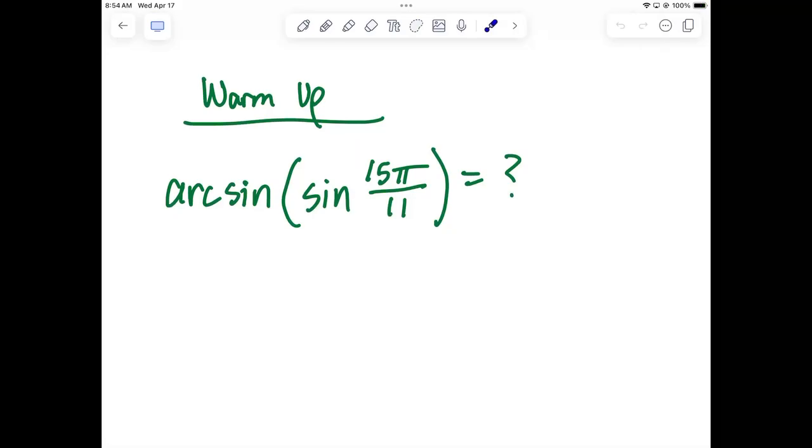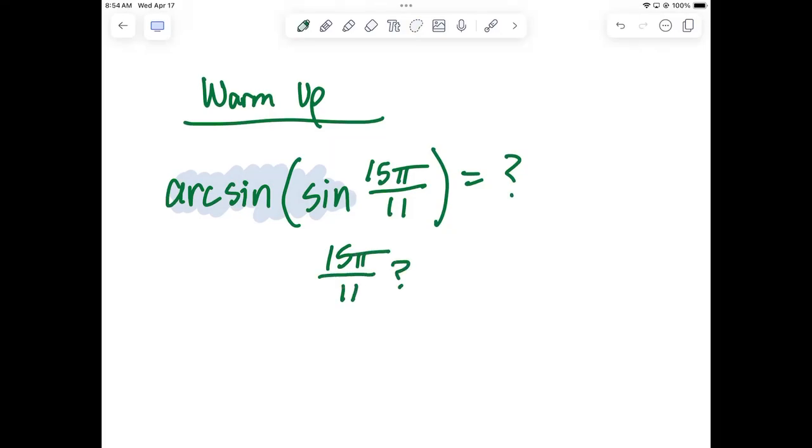Okay, so these are inverse functions of each other. Would you agree? Arc sine of sine. When you compose two inverse functions back to back, they typically just undo each other, right? You start with something, you move two steps to the left, then two steps to the right. You're back where you started. So the answer could be 15 pi 11ths, right? It could be. But is it?